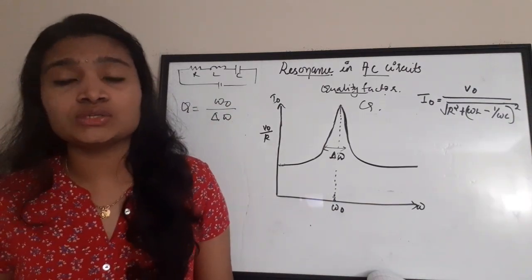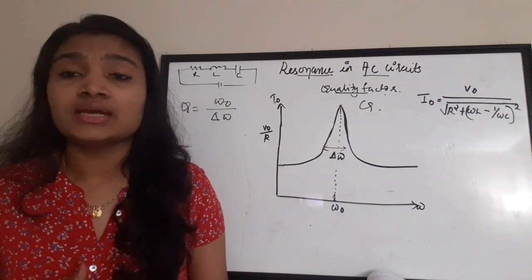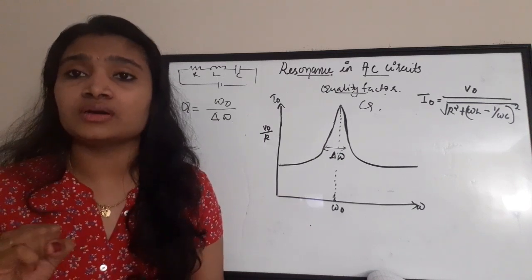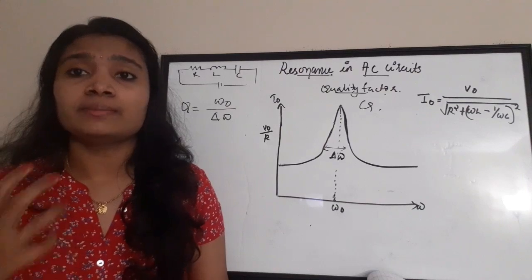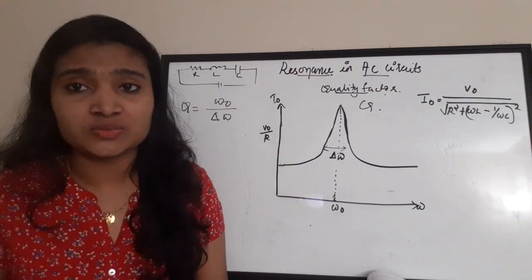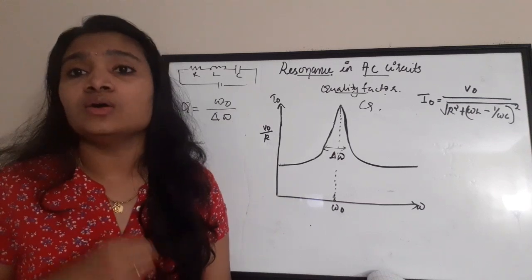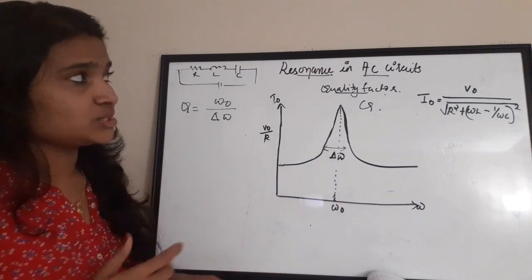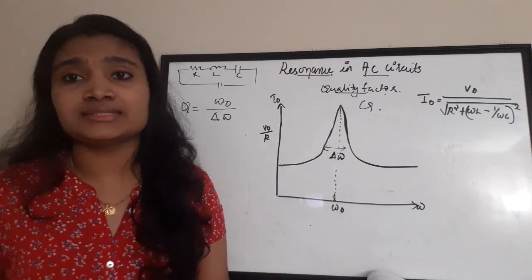Now, what is the application for this resonance circuit? These resonance circuits are actually used for rejecting a particular range of frequencies. By tuning the network or the circuit to a particular resonance value, you can reject or eliminate a certain set of frequencies. So that is one application of these resonance AC networks.